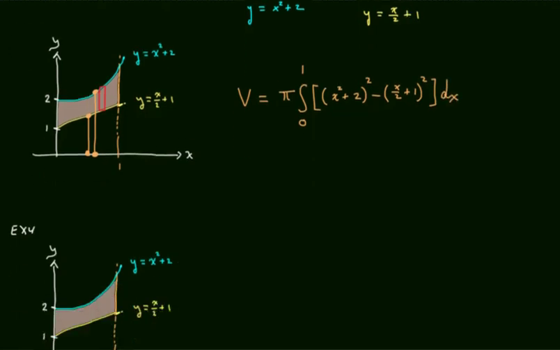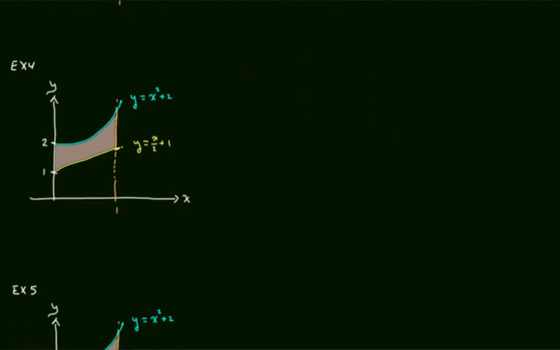Let's take a look at example 4. Same rectangle, but example 4 now has us revolve around the line y equals 3. So let's draw that y equals 3 here. You can see that we'll be rotating up. We'll set up the volume now.